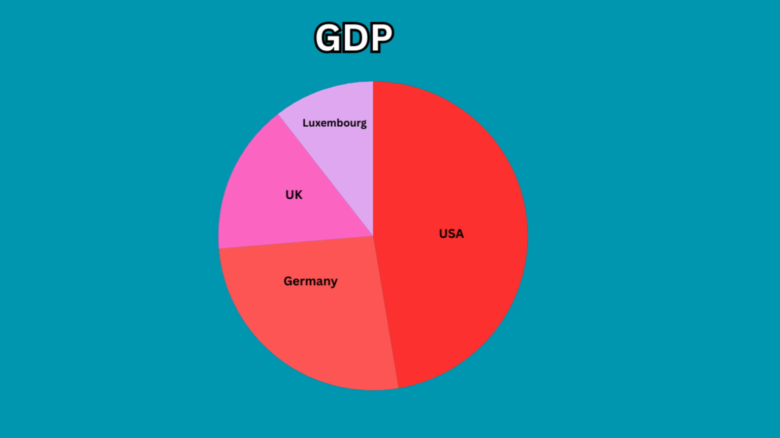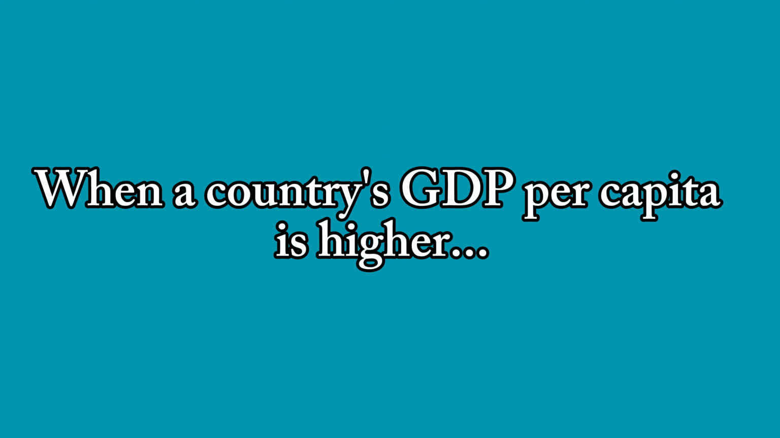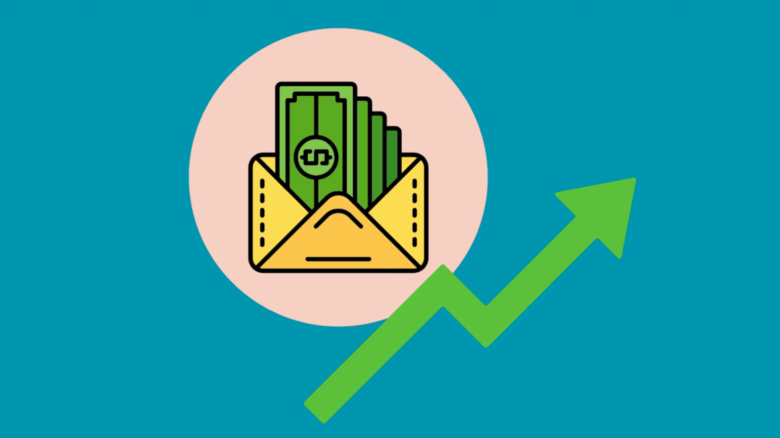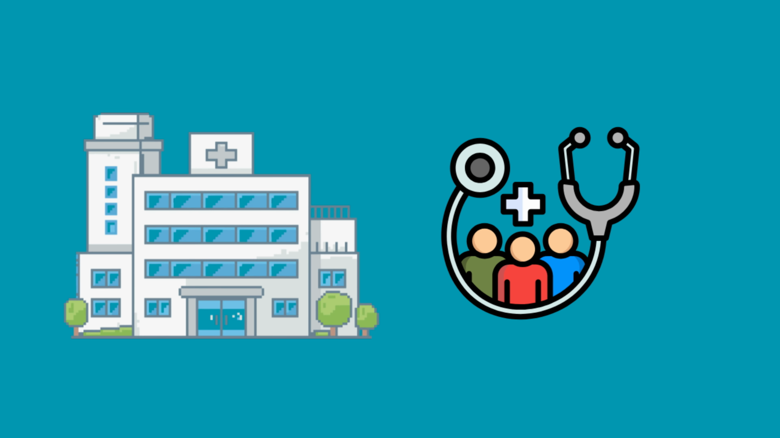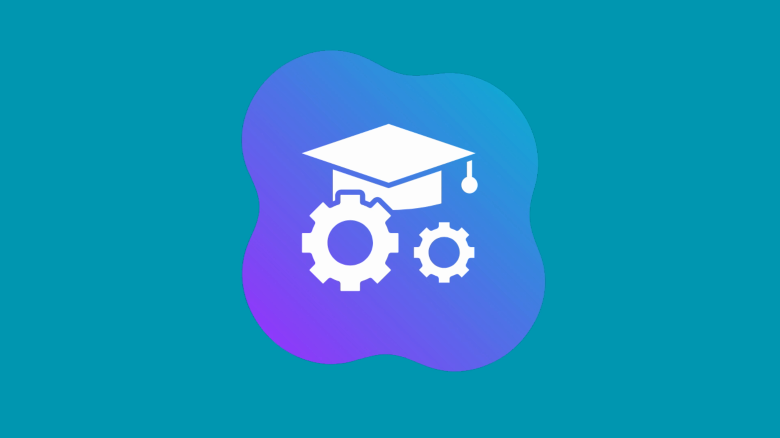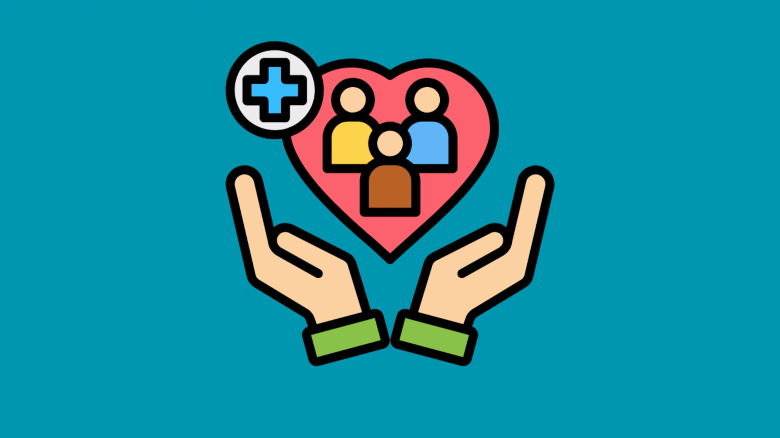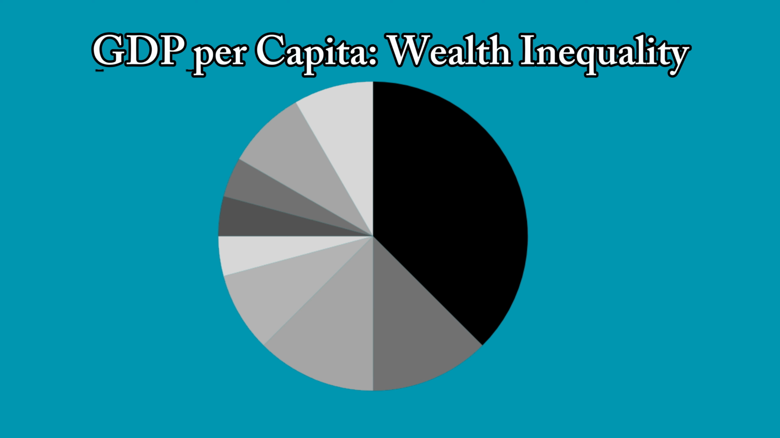When GDP per capita is higher, countries usually have higher wages and better infrastructure. They also tend to have better healthcare, stronger education systems, and more public services. This isn't perfect, and it isn't evenly shared, but on average, it's true.